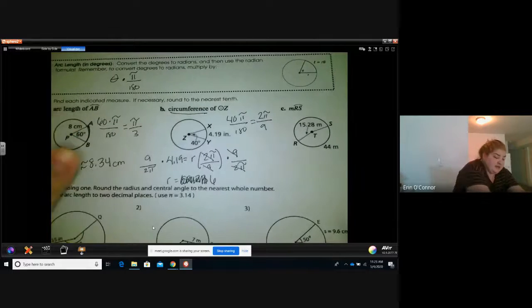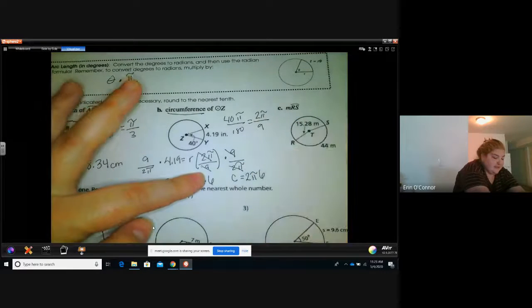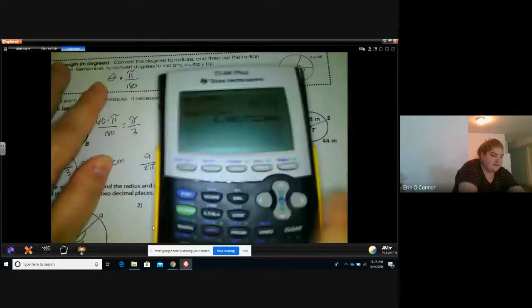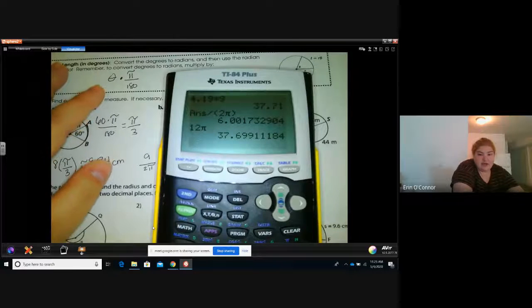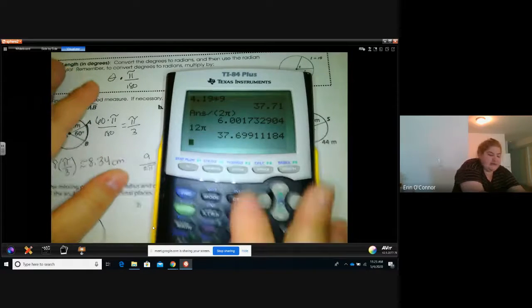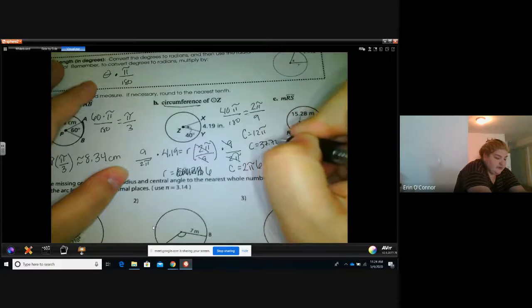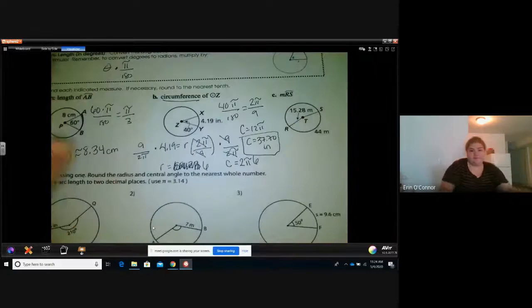Now that we have the radius, our circumference is equal to 2 pi r, or 6. So our circumference is equal to 12 pi. We put that into here. 12 pi is equal to 37.70. So our circumference is 37.70, and we're working in inches. So we're going to put inches there too.